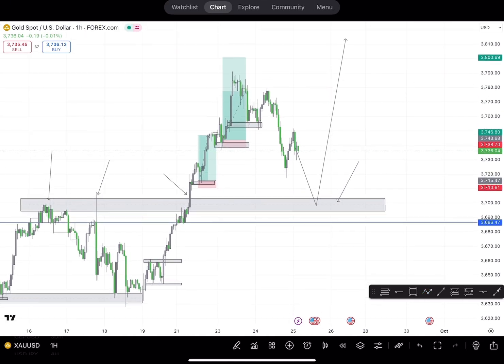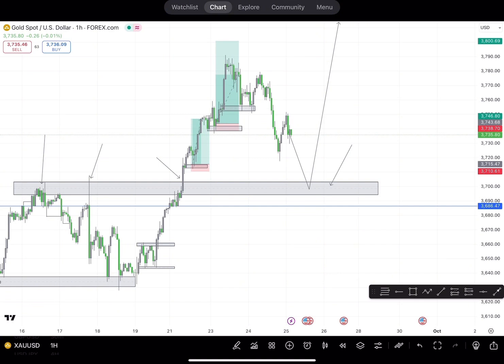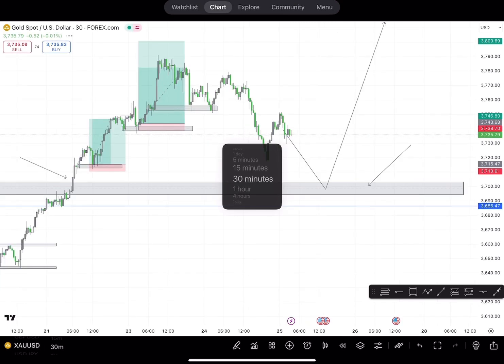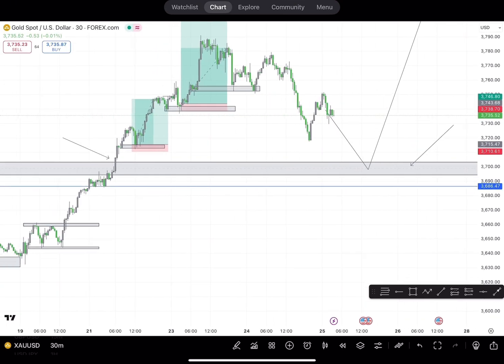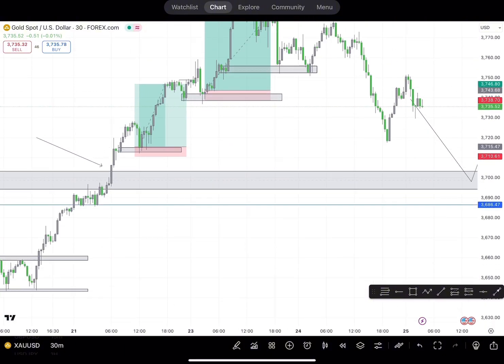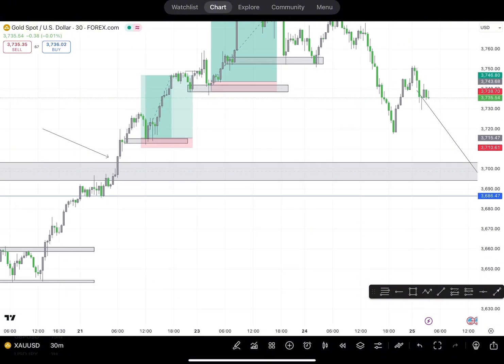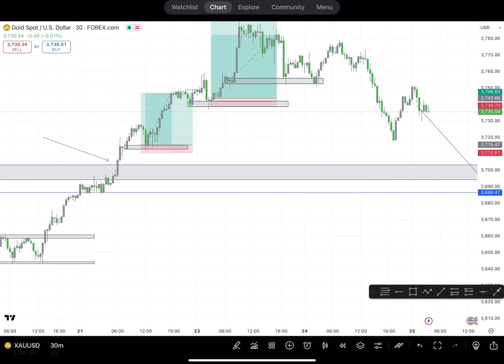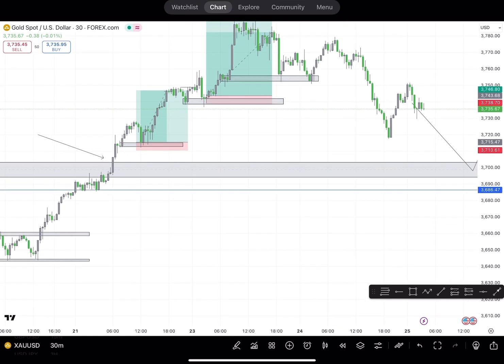And also, I told you guys I had two zones where price is going to reject from. If I move down to the 30-minute time frame, you are going to have a clear view of what I'm talking about. What do we have here? We have this same zone that's close to here. We have this zone that is close to this one.